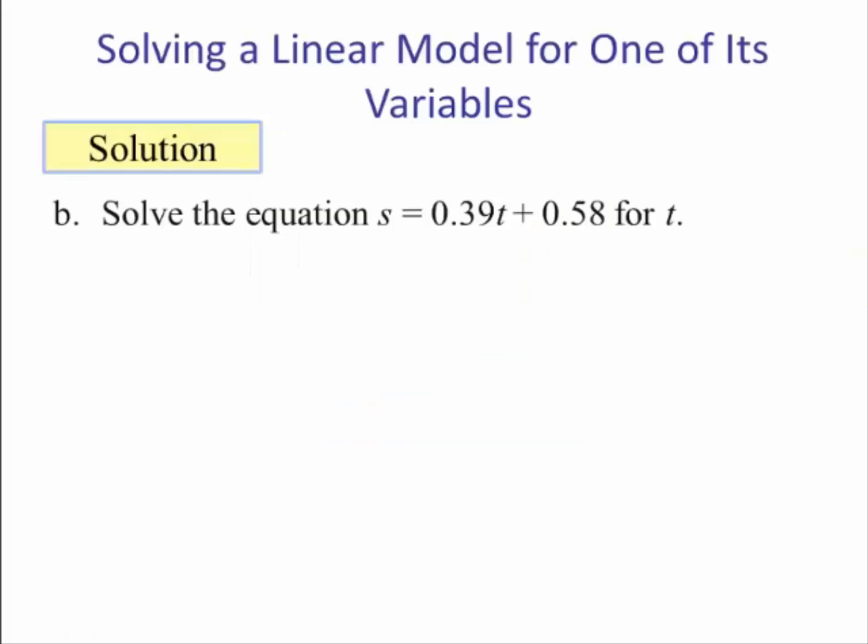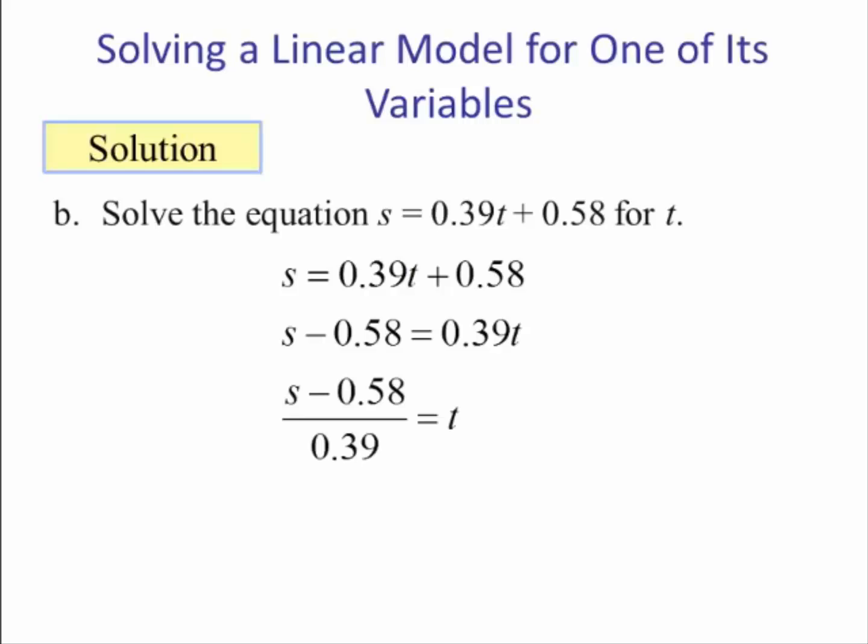Part B, we want to solve this for t. So our first step is to subtract 0.58 from both sides, and then we want to divide by 0.39, and we have our equation.